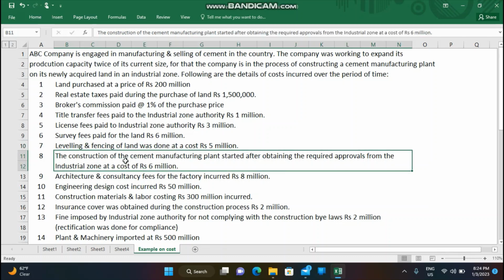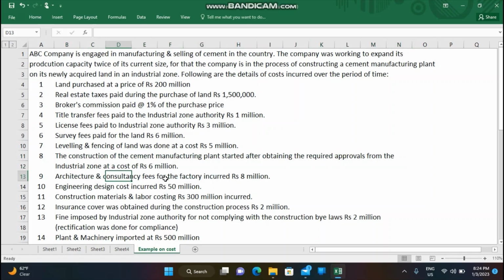Number 8 is construction of cement manufacturing plant started after obtaining the required approvals from the industrial zone at a cost of rupees 6 million. So they acquired some approvals, and for that they paid 6 million rupees.